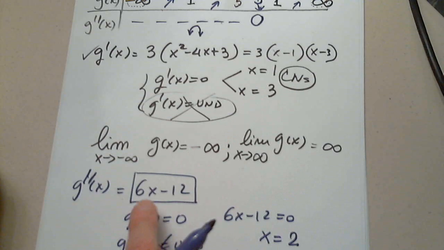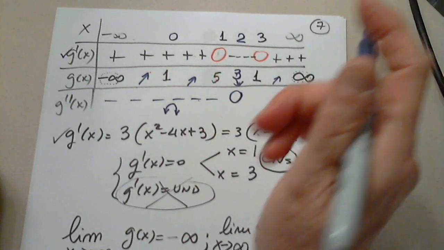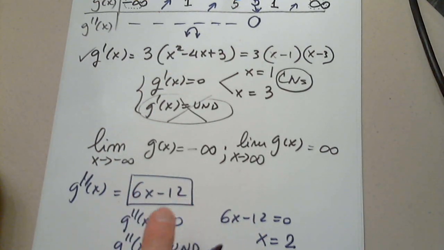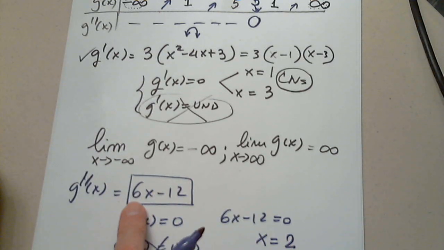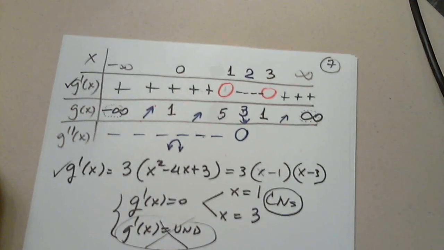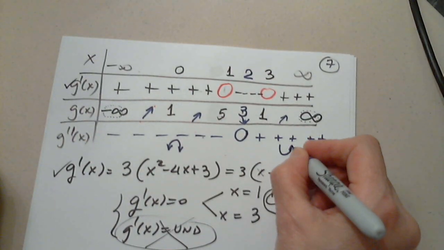Good. On the other side, when I plug in 10 to the other side of 2, 10. When we plug in 10, what is the sign of this expression? We only need the sign. Negative. Careful. 60 minus 12. Oh, positive. Positive. Awesome. When the second derivative is positive, the function holds water.